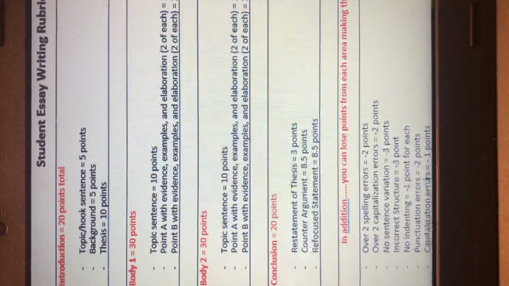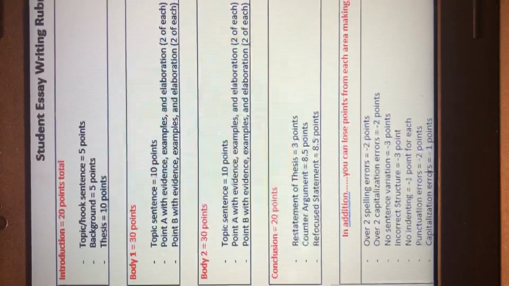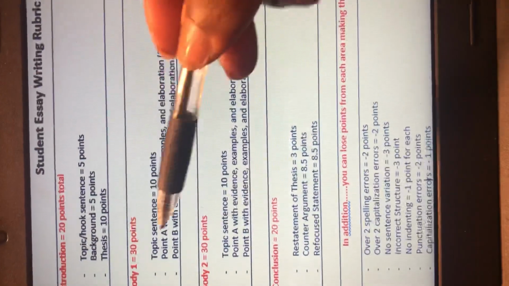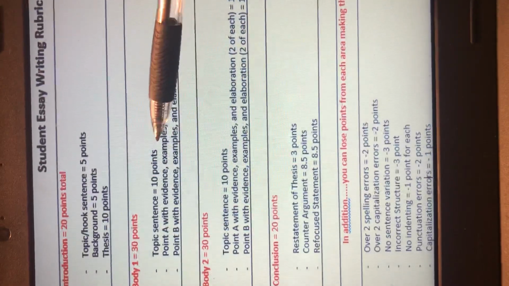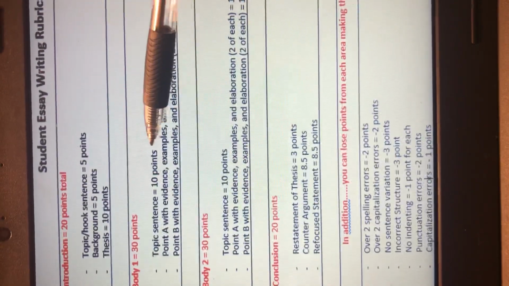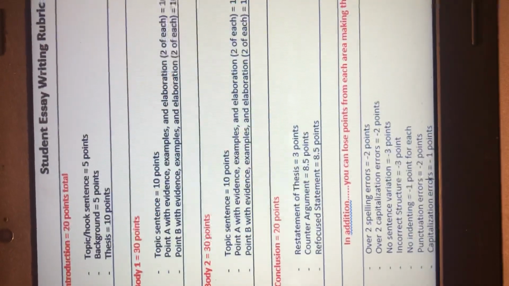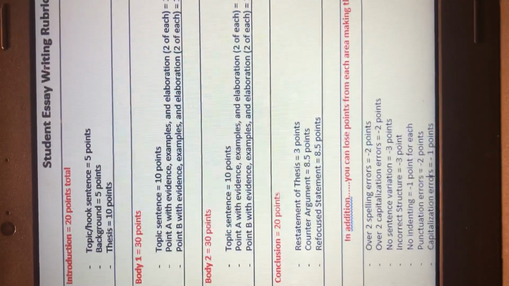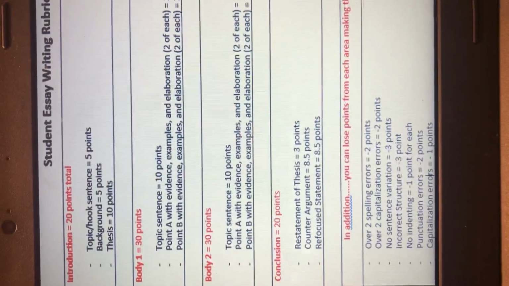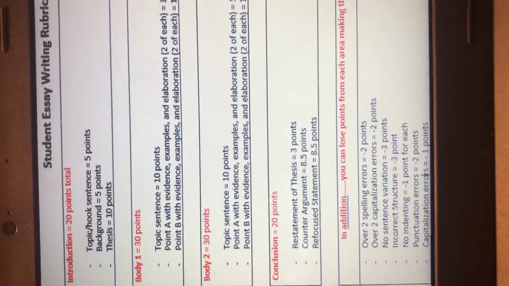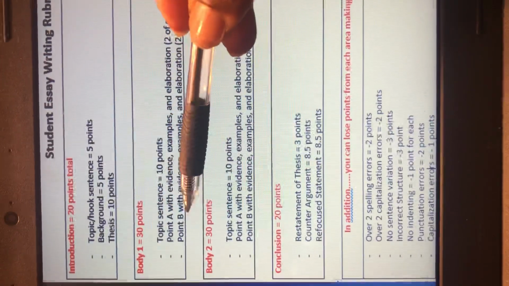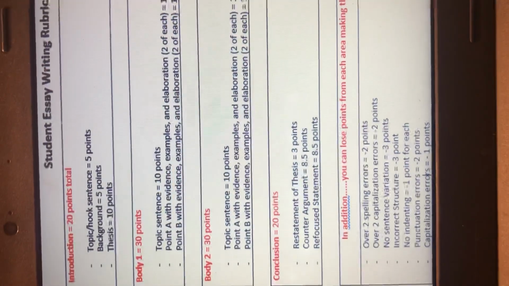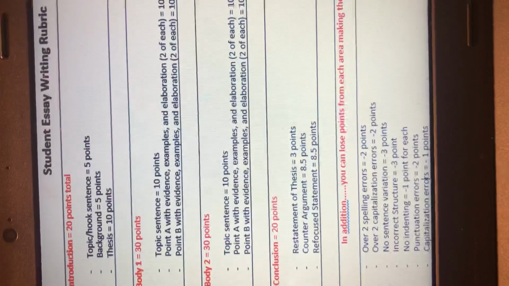Body paragraph number 1 and body paragraph number 2 are both worth 30 points each. Here, your topic sentence is a little bit more fancy because it includes the name of the articles that you're referencing, so it's worth a little bit more here. It's worth 10 points. And so is the information that you'll include from your mini point A and mini point B. Those are worth 10 points also.